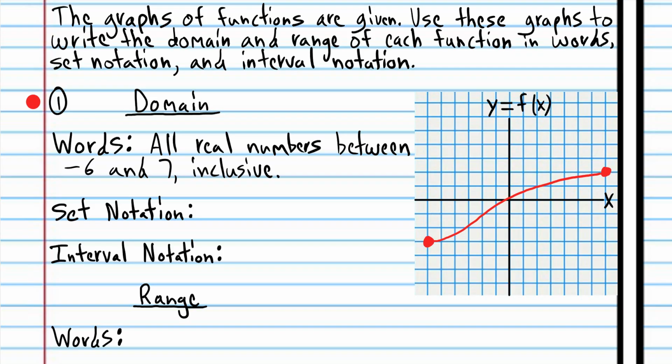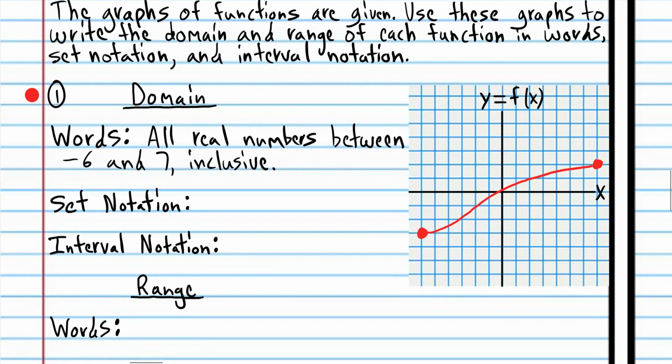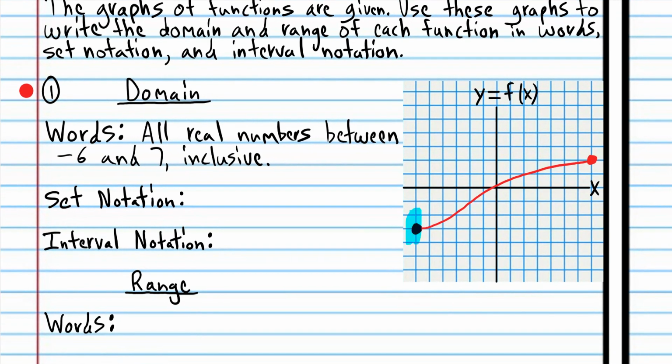I know that's kind of inconvenient to have to write that, but that's the way we indicate that the x values at the endpoints are also part of the domain. Now, if these points were actually hollow, if they were hollow dots, then we would not say inclusive.